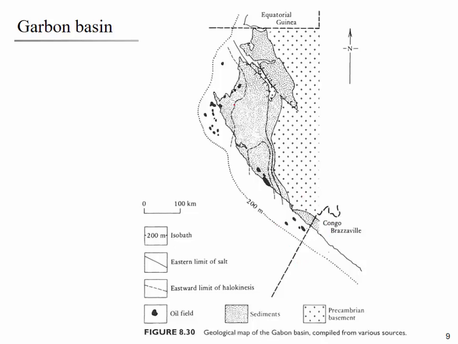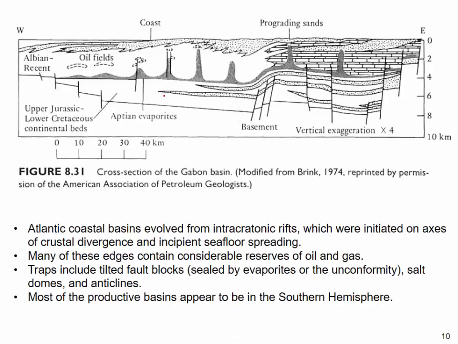So, a very large basin of sediment. And here, these black dots are the oil fields. And the cross section shows several salt domes and faults. Right? So basement, and this is a sandstone field and the salt. So we can expect the traps associated with the salt dome and unconformity with this kind of structure. And also it can be trapped by the fault.